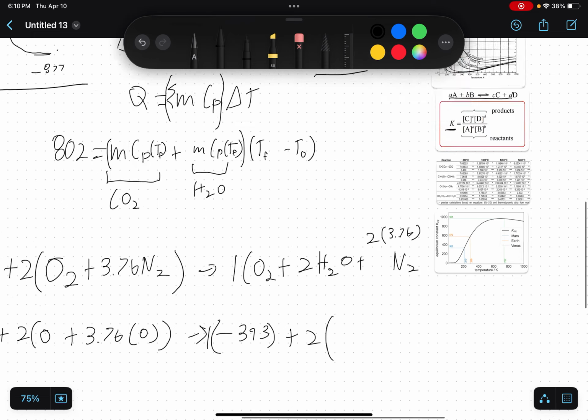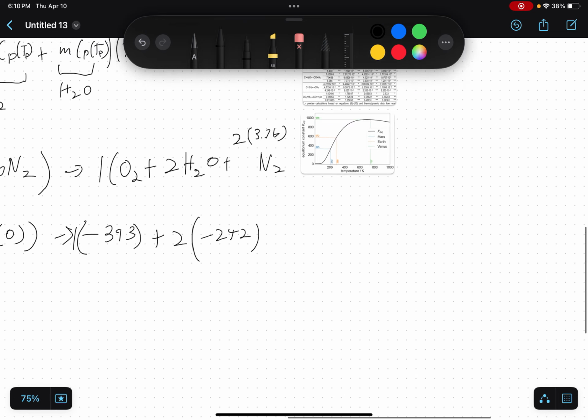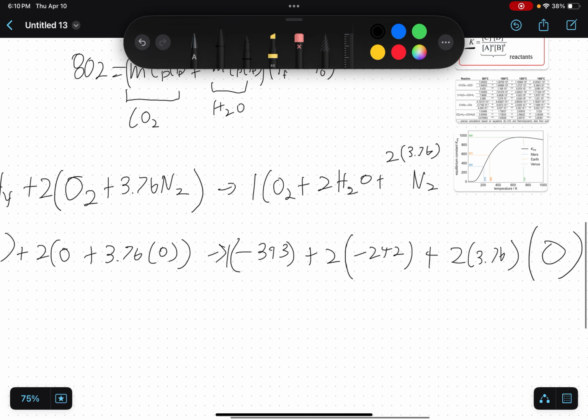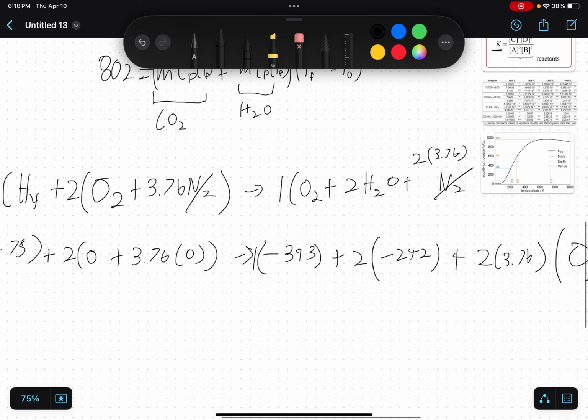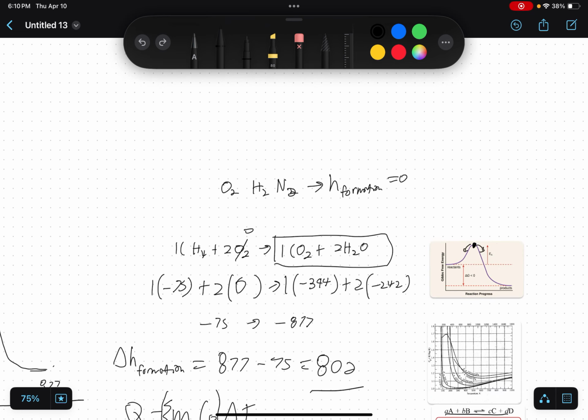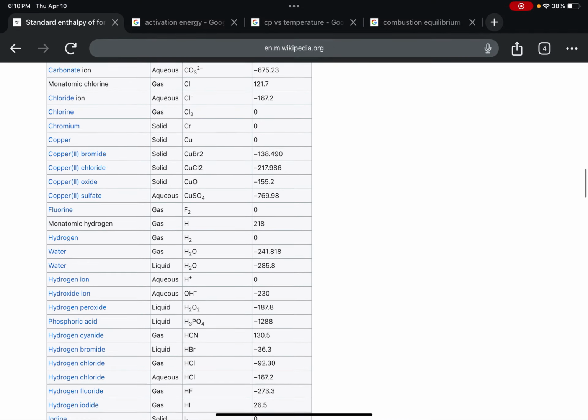Plus 2 times negative 242 plus, what would it be? Should be plus 2 times 3.76 times 0. 0 because it's 0 on this side and 0 on that side. Because it's a dipole, so it's got 0. And to prove it, where are you, nitrogen?